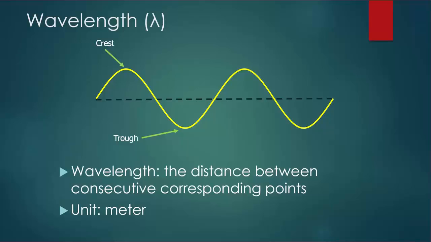So corresponding points are 2 points that match. They're identical points on neighboring oscillations in the wave. Right? That's what consecutive means, one right after another, so neighboring. There are literally an infinite number of places we could label or measure the wavelength. There are a few that kind of make the most sense.